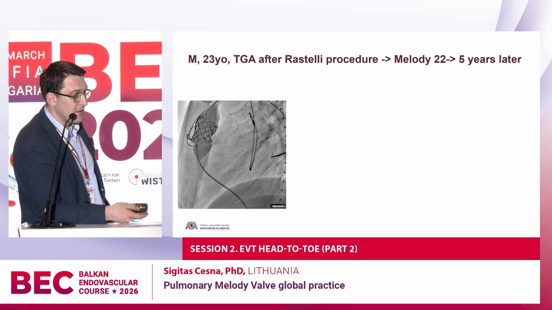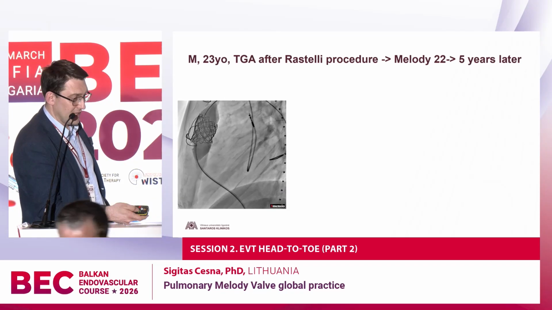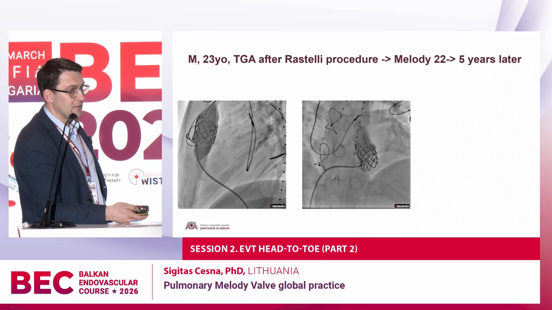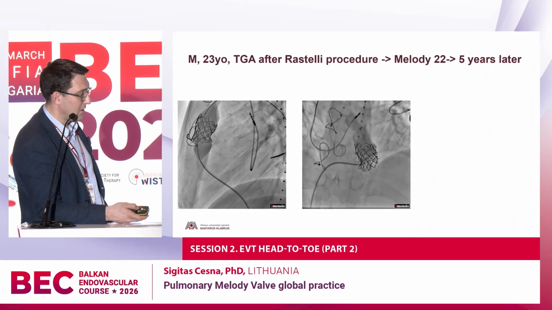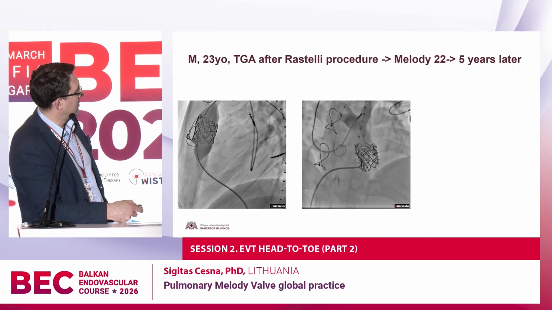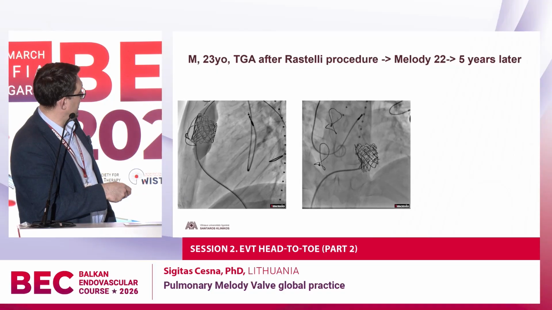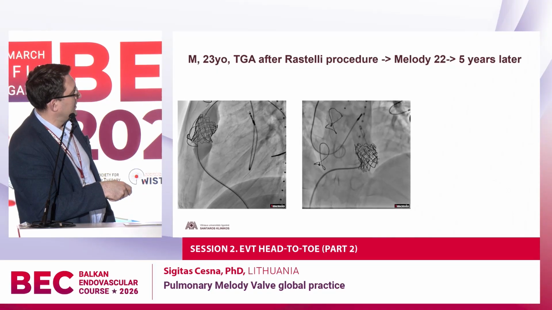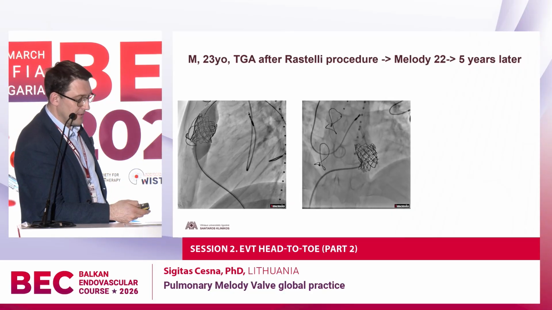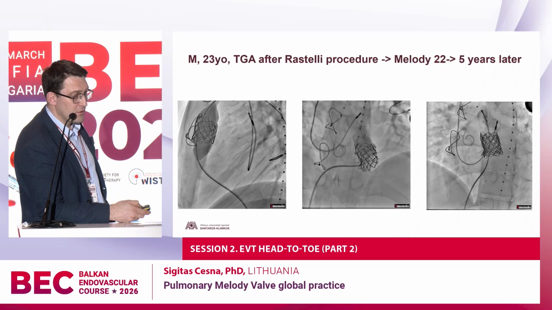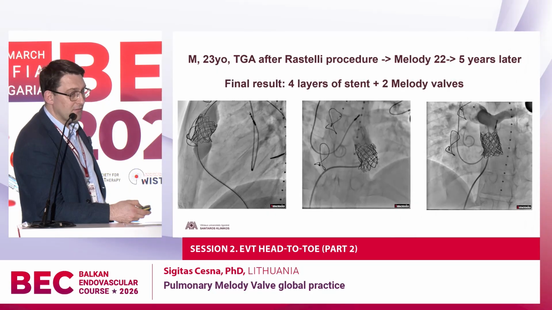So the patient went to the cath lab. We did a post-dilation with a balloon. After the post-dilation, you can see that the stent is moving separately, so one part is stable and the other one is detached and already has a laser here. You can see that the struts are already looking outside of the pulmonary artery. There is no big issue there because we implanted one more stent and then we implanted the Melody valve.